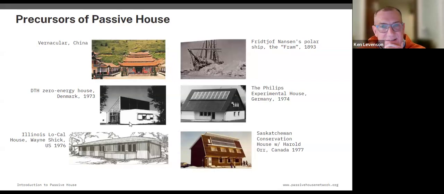Before all of that, there was the Polar Explorer ship, which for its own purposes actually incorporated all the principles of Passive House and was incredibly comfortable for a Polar Explorer ship, I suppose. They didn't actually need the stove to keep warm. And they had a ventilation system. They used the stove to cook, but they were quite comfortable.